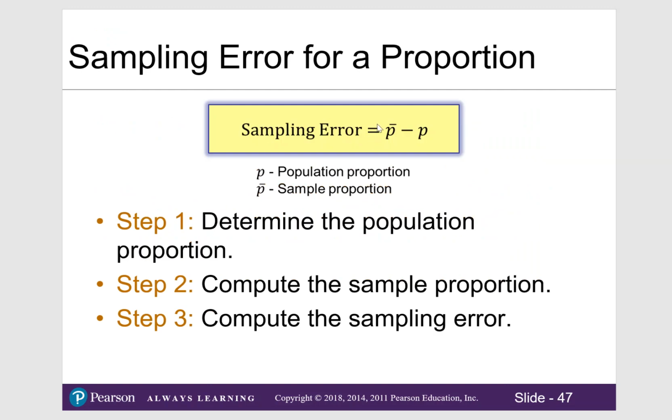Similarly, my sampling error is always my sample statistic minus my parameter. So it's just the difference between the two. Just like before, you would determine the population proportion, calculate your sample proportion, and then calculate the difference to get your sampling error. Remember, sampling error is just a measure of how far off you were by using a sample instead of a population.